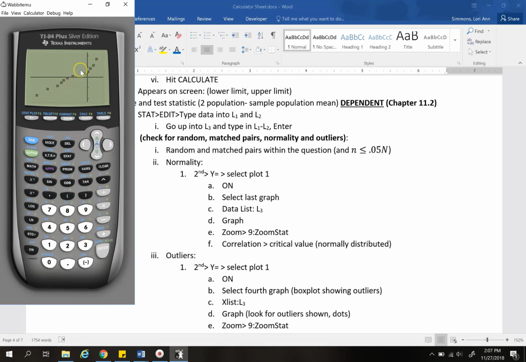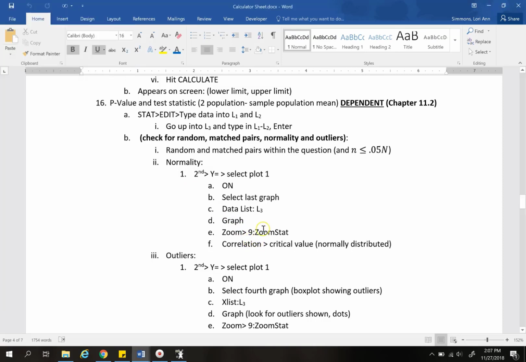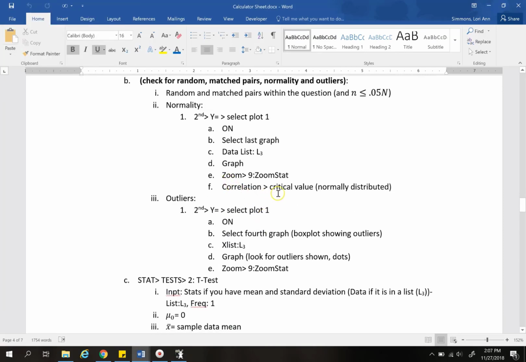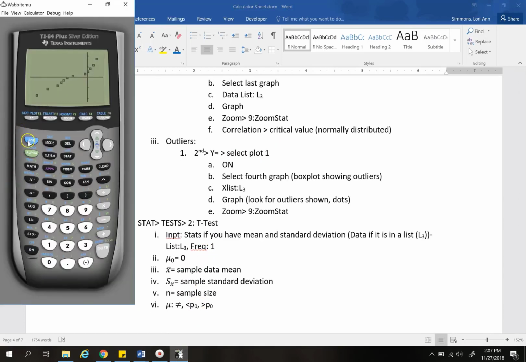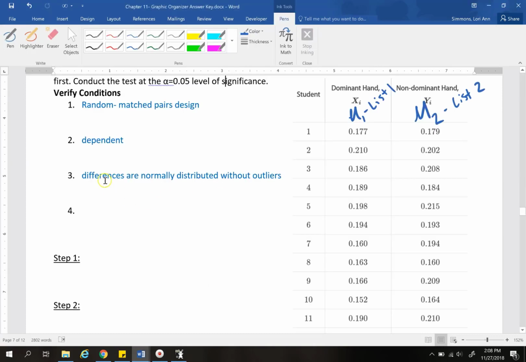This looks fairly like it's in a straight line, so we can say it's approximately normal. If I gave you a correlation, you should be able to find the critical value. If the correlation is greater than the critical value, that means it's normally distributed. And then outliers. You can see we have no dots outside of this plot. So it looks like we have no outliers. So that is good to go.